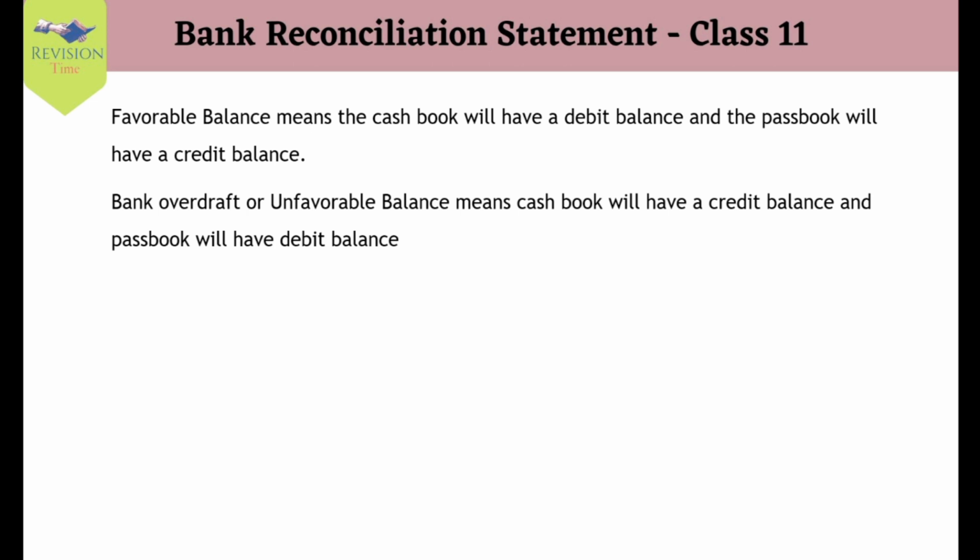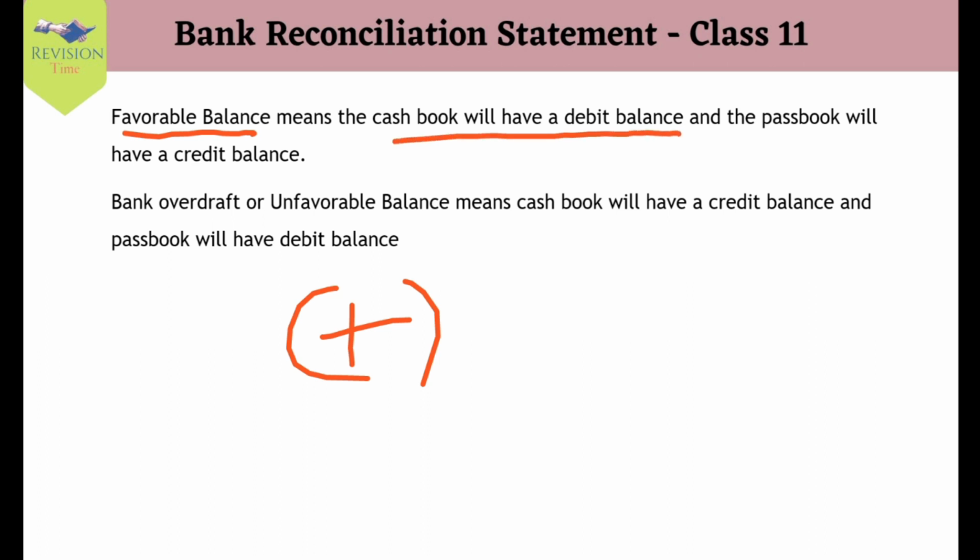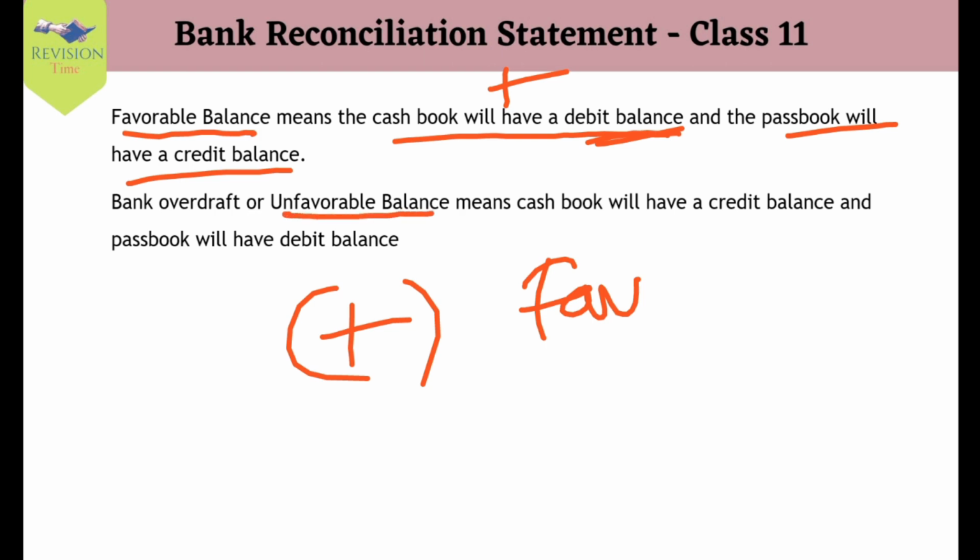Next, there are two important balances which we have to remember according to cash book and passbook. There's something known as favorable balance. What is favorable balance? It means the balance which is positive. When we get a positive balance, the cash book will be a debit balance. We just saw that debit means plus. So for cash book there should be a debit balance, and for passbook it should be a credit balance, then it will be a favorable balance. Unfavorable balance means the cash book will be credit.